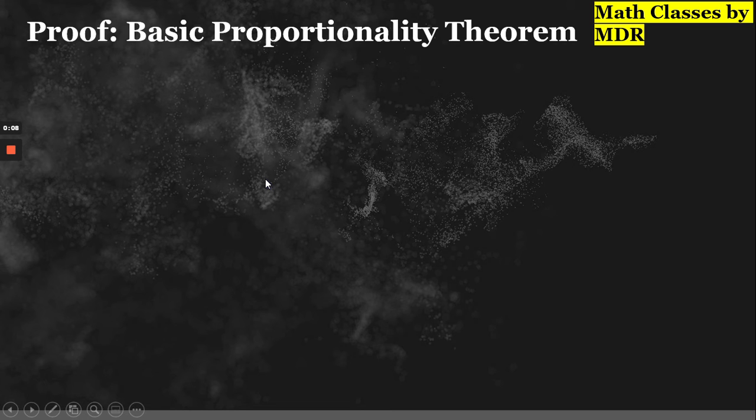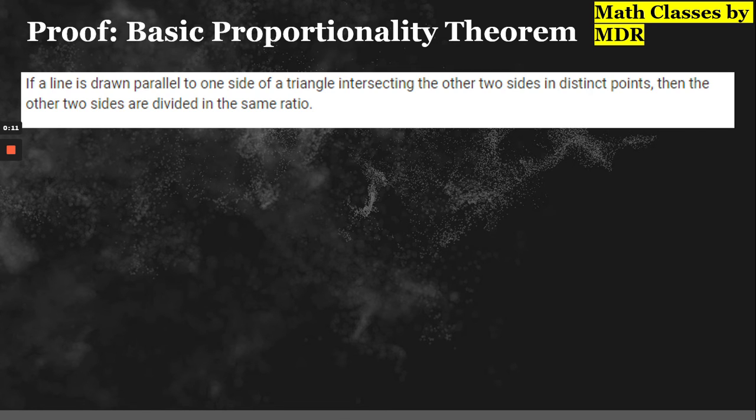In this video, I am going to explain how to prove the basic proportionality theorem. So we'll see the statement of the basic proportionality theorem. It says that if a line is drawn parallel to one side of a triangle intersecting the other two sides in distinct points, then the other two sides are divided in the same ratio. Right? Again, let's go through the statement.